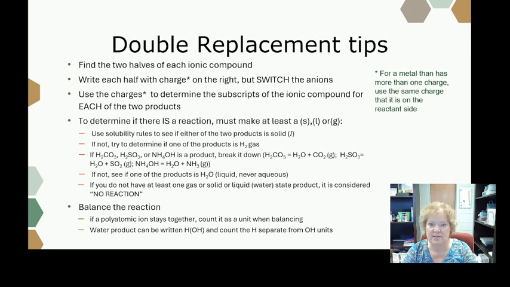You're going to find the 2 halves of each ionic compound on the reactant side. And you're going to write each half with their charge. Go ahead and get those charges on the right-hand side, and you're pairing them with the different anion. Use the charges to determine the subscript of the anions of the ionic compounds of the 2 products. And then to determine if there's a reaction, you have to look for a solid, a liquid, or a gas. So now I'm going to be looking at what are the states of the products. I'm going to use solubility rules for any of the ionic compounds to determine if it's going to be solid or if it's going to be aqueous.